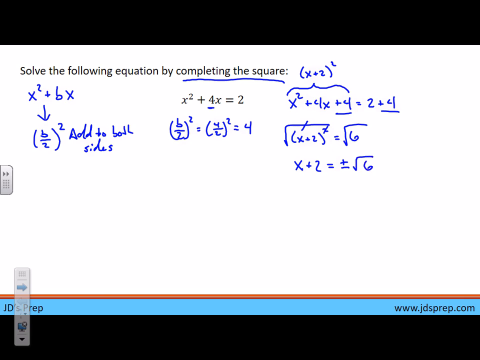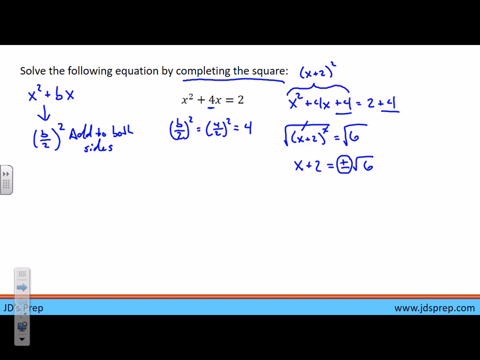And the reason for that is that when I square the x plus 2, it's always going to end up being the positive 6. If x plus 2 is positive and I square it, it'll be positive. But if x plus 2 was negative and I squared it, it would still end up being the positive 6. Since I do not know whether the x plus 2 was positive or negative, I must include this plus or minus here every time I take the square root of both sides of the equation.